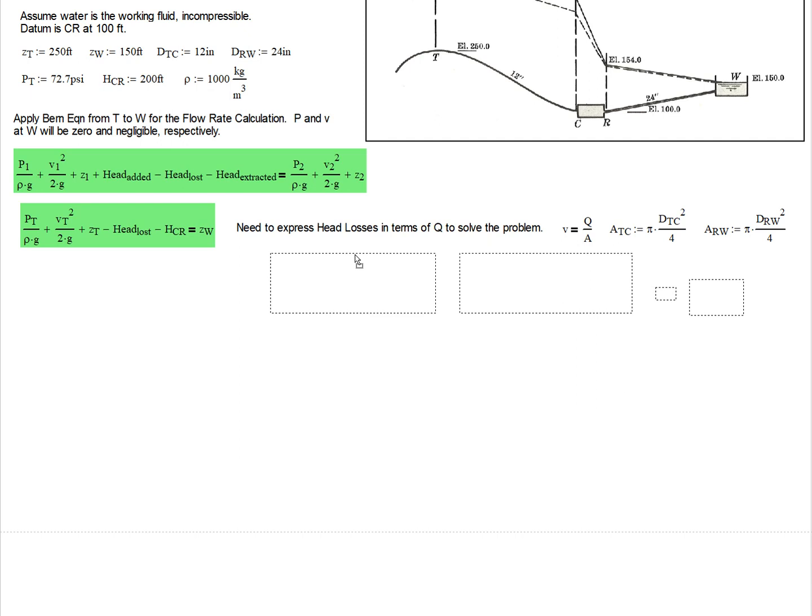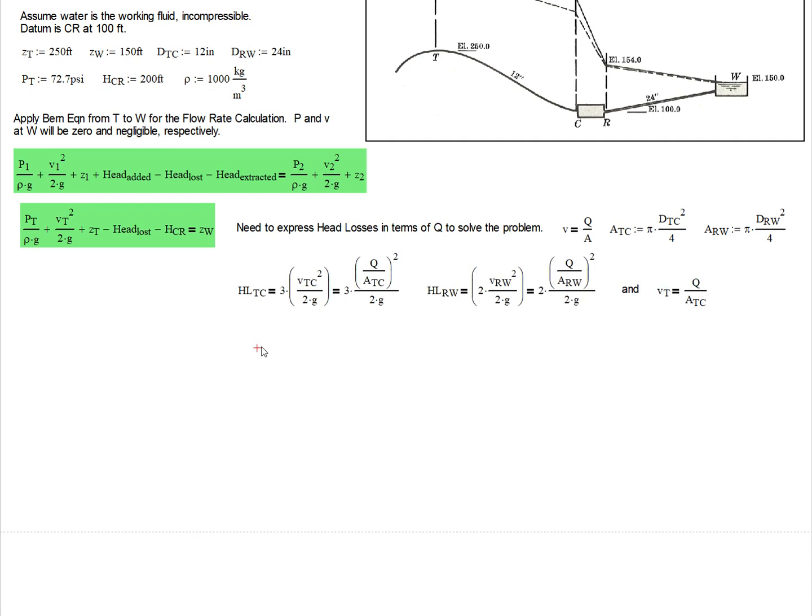So let's go ahead and do that. So our head loss, we have 3 velocity heads from T to C and 2 velocity heads from R to W. And so when we substitute in for our volumetric flow rate, this is what we get.